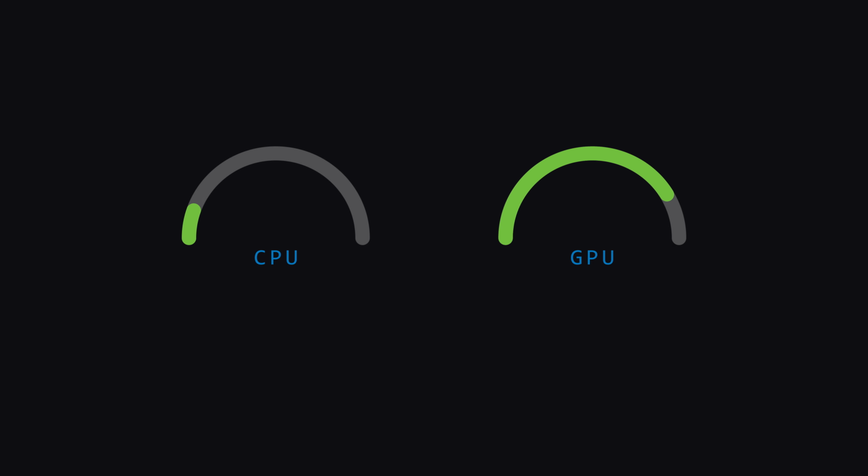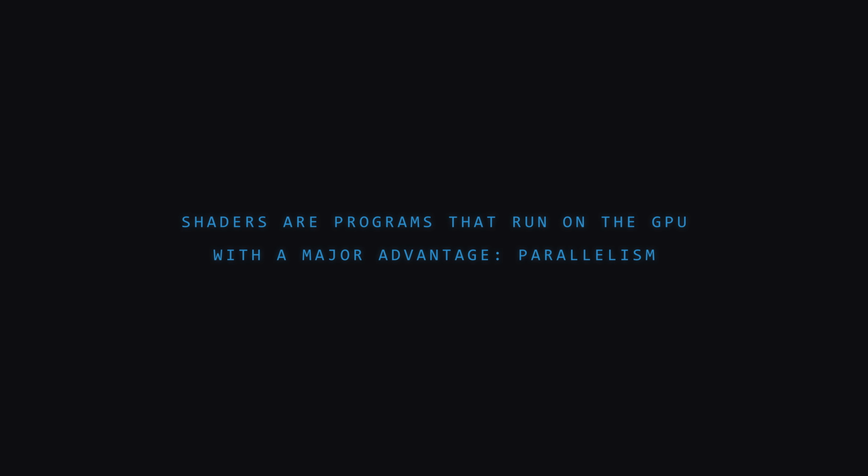We sent the vertex data to the GPU in the last video. Now we need to tell the GPU what to do with that data. This is where shaders and the whole graphics pipeline comes into play. Shaders are simply programs that run on the GPU, in much the same way that programs run on the CPU. However, with one very important advantage: parallelism.